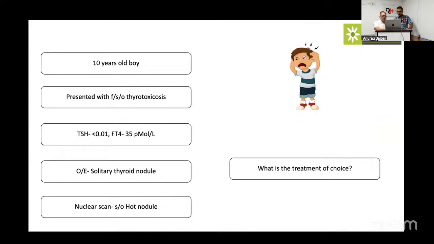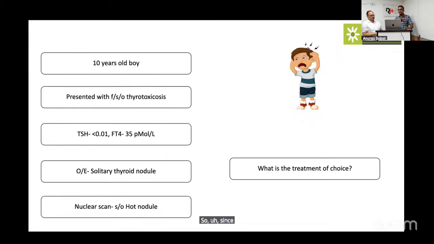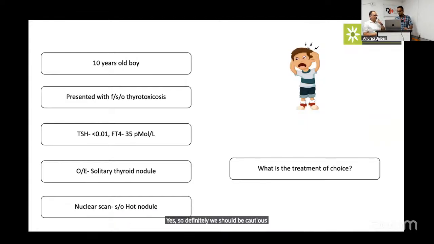Dr. Iman had mentioned the TSH receptor mutation, which was correct. Now, Dr. Aisha has mentioned surgery. Surgery is definitely the treatment of choice for a solitary nodule, but it should be done after stabilization of thyroid function. What will be the problem if you do a surgery right now? Since the patient is already having features of thyrotoxicosis, the patient will end up in thyroid storm, sir. Yes, so definitely we should be cautious. We should not be doing that.